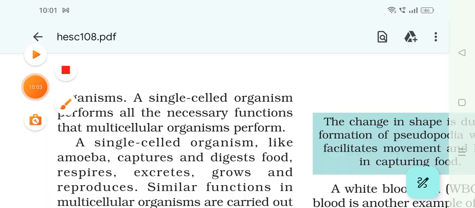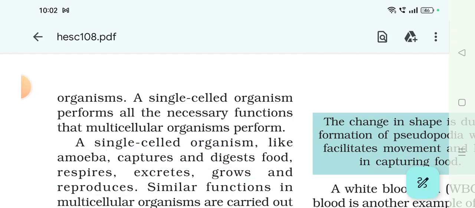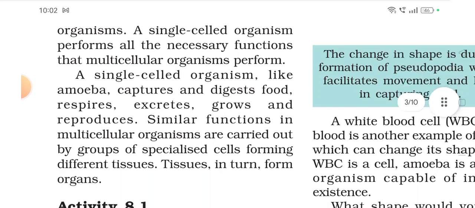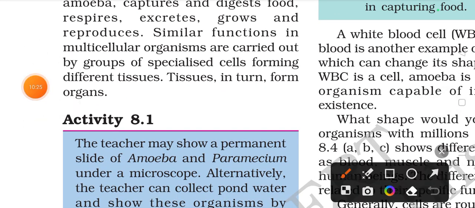A single-celled organism performs all the necessary functions that a multicellular organism performs. A single-celled organism like amoeba captures food, digests, respires, excretes, grows, and reproduces. Of course, though it is single-celled, it is able to perform all the activities that we humans perform, like capturing food, digesting, respiration, excretion, growth.